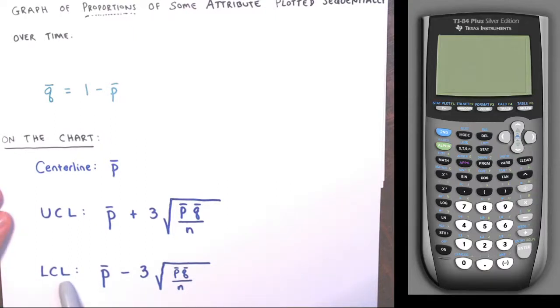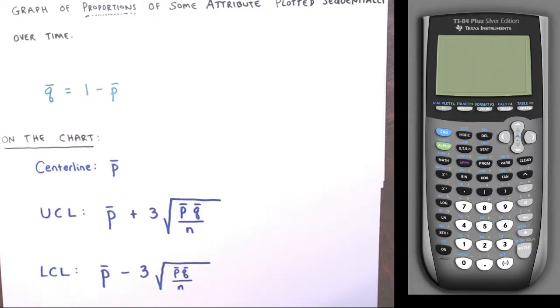Then the lower control limit, or LCL, is just minus, subtract that 3 standard errors. P bar minus 3 times the square root of P bar Q bar over n. All right. And then we'll look at our chart, draw these lines, and make a determination as to whether or not the process that we're monitoring is in control or not, or if it's stable or not.